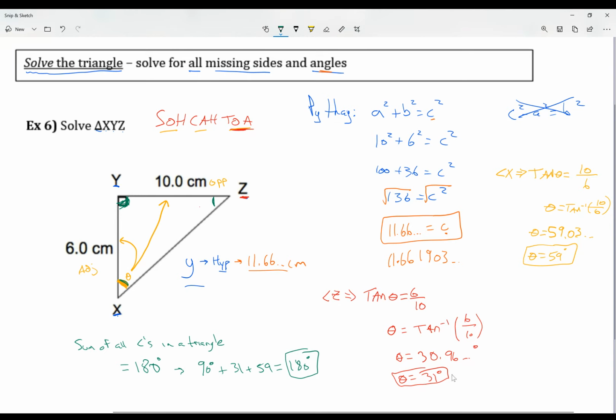So we found those angles and the side length. We solved the triangle. I'll do another example for you, but I hope that makes sense.